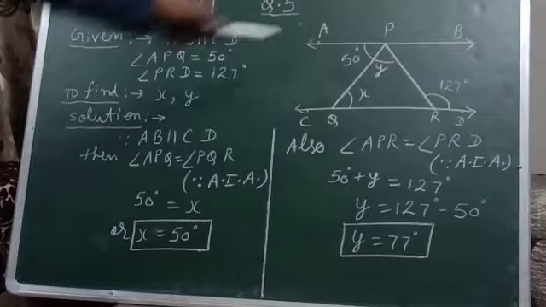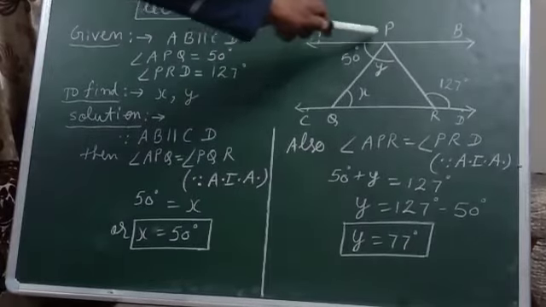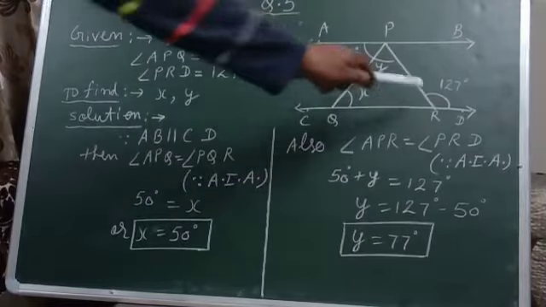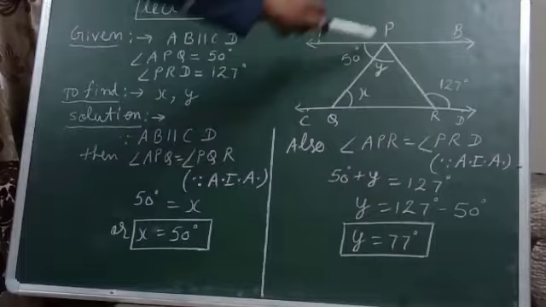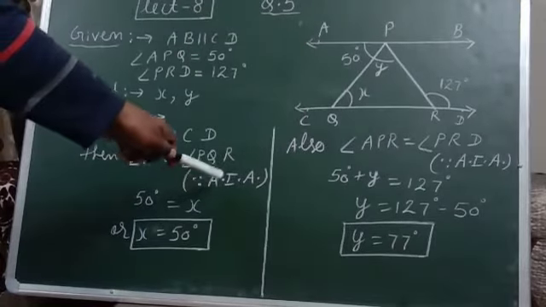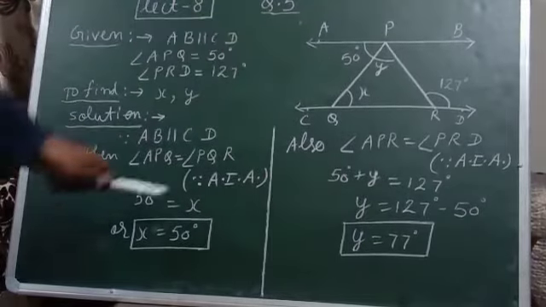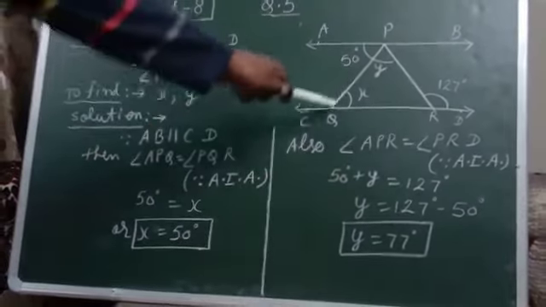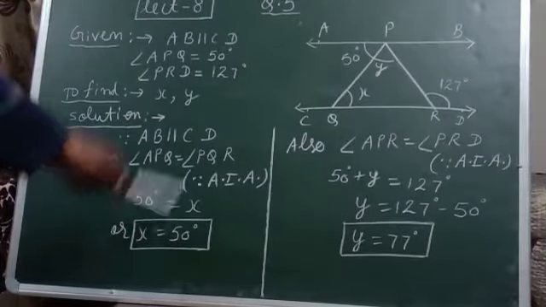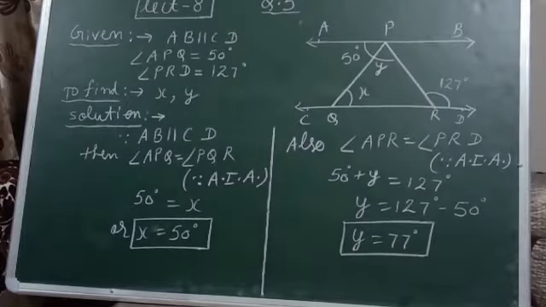So, solution. Here you can see AB and CD are parallel, so angle APQ and angle PQR are equal because they are alternate interior angles. So in place of APQ you can write 50, and in place of PQR you can write X, or you can write X on the right-hand side and 50 on the left. Then this is the first answer: the value of X is 50.